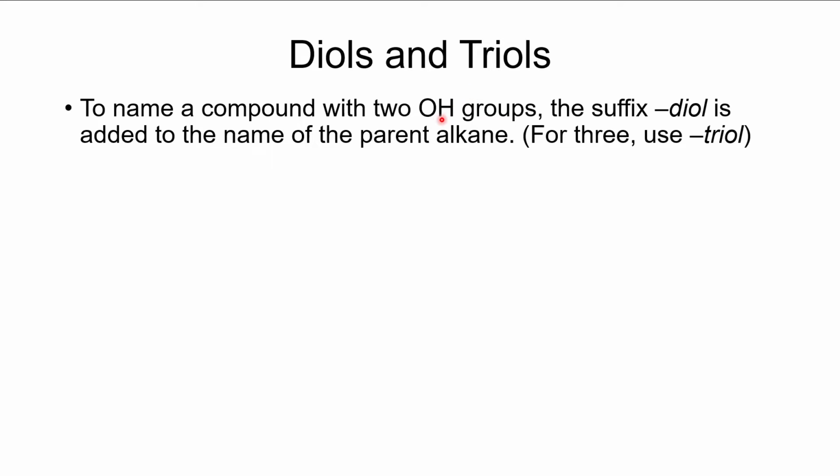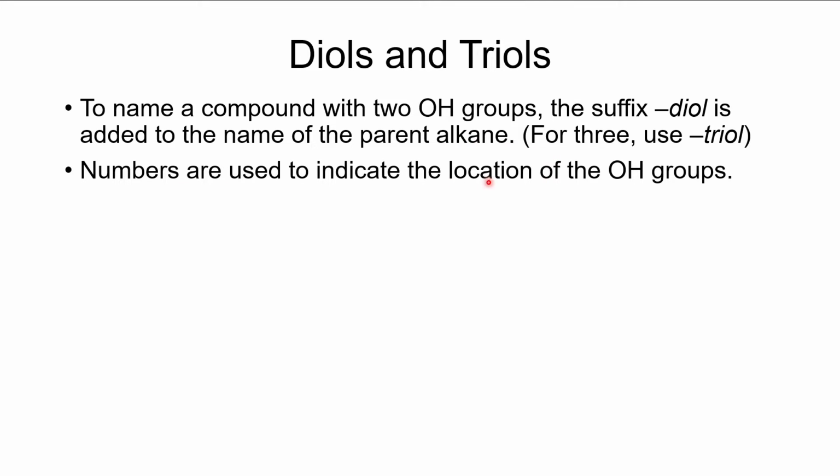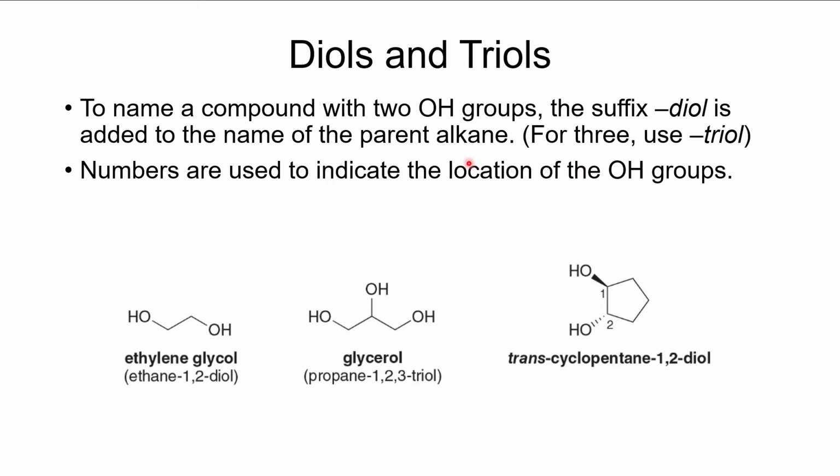To name a compound with 2 OHs, you just add the suffix diol at the end, and then you put the numbers of where those OHs are immediately before. If you've got a triol, you will put triol at the end. And then you just want the parent name of the alkane. We're not going to drop the E in this case. We're just going to call it the alkane diol, the alkane triol. And then numbers are used to indicate the locations of the OH groups. So here are a couple of examples.